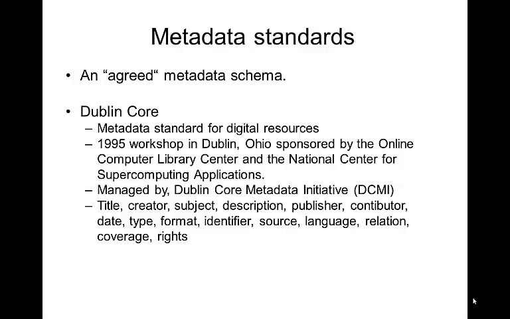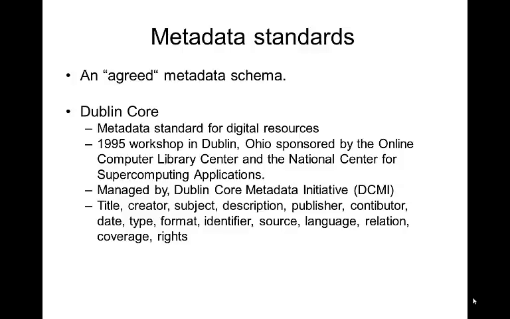An example, and a crucial example, is called Dublin Core. Dublin Core is a metadata standard that's been defined for digital resources, full stop. All digital resources on the internet. It's meant to be the overarching metadata schema for all digital objects on the internet. Why is it called Dublin Core? Well, it came out of a 1995 workshop in Dublin, Ohio, organised by a couple of American institutions, data centres. And it's managed by the Dublin Core Metadata Initiative.